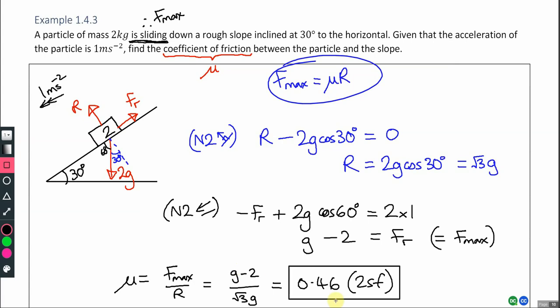So there we go. Once again, mu does not have any units. It's because it's a force divided by a force. F max is a force, R is a force, therefore the units cancel out. So mu does not have any units. And that completes example 1.4.3.